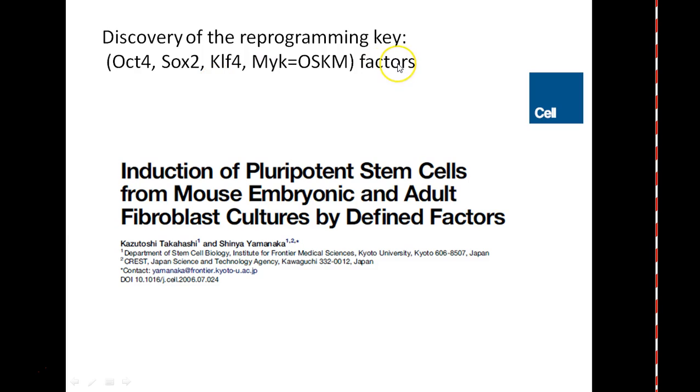And there was a huge breakthrough in science back in 2007, where a group of Japanese researchers presented their studies. They were able to induce pluripotent stem cells from mouse embryonic and also mouse adult fibroblasts. And they discovered key factors that played a major role in this conversion. So this is the paper. They published their results in the Cell journal. It's a very prestigious journal. And that was back in 2007.